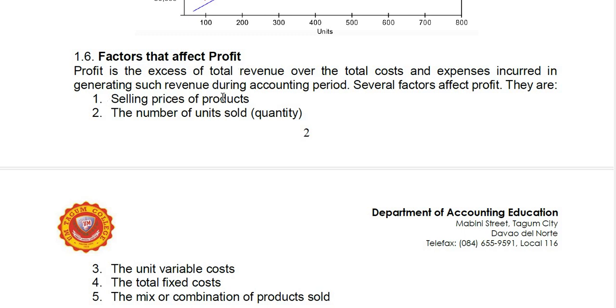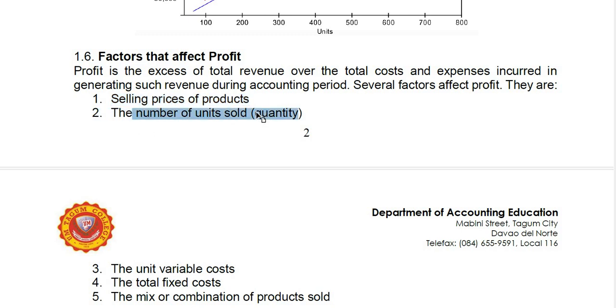One, selling price of the products. Although, this one we have also to be careful, no? If you are to increase it, it's possible that your competitors have a cheaper price. So, it means na baka hindi na bumili sa inyo yung customers.